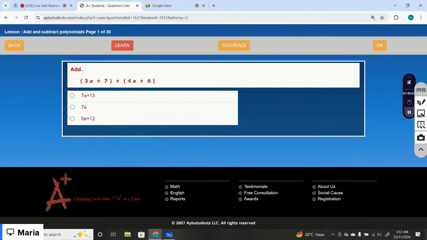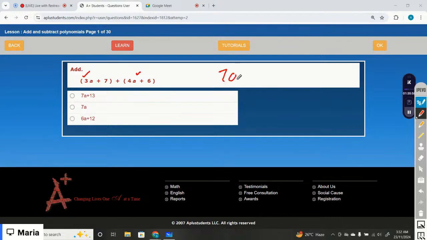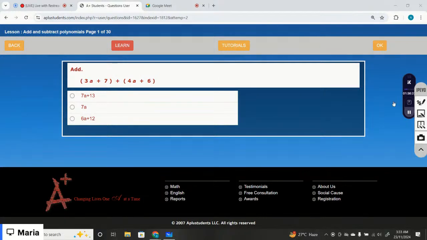3a plus 7, you need to add to 4a plus 6. So which is the correct option? You have to group the like terms. So 3a plus 4a makes 7a, and 7 plus 6 makes 13. So the correct option is 7a plus 13. Option number 1 is the correct option.